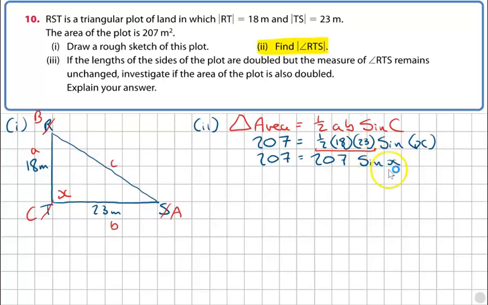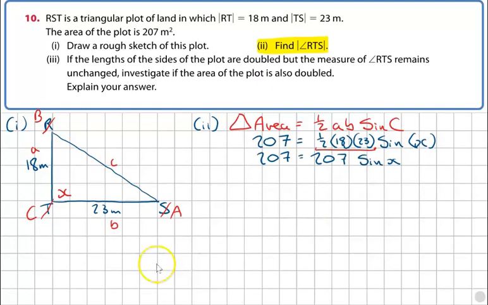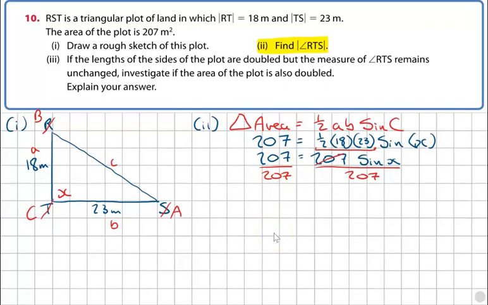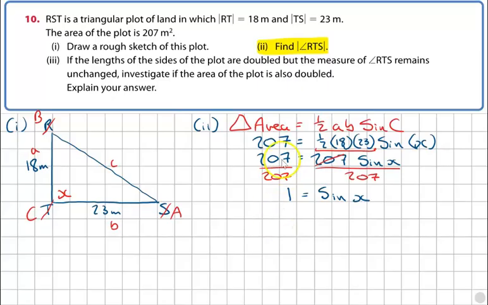I want to find x, get x on its own. So I need to divide by the number stuck in front of the sine. So that's 207. So I'm going to divide both sides by 207. And 207 divided by 207 gives me 1. So I have 1 is equal to sine x.